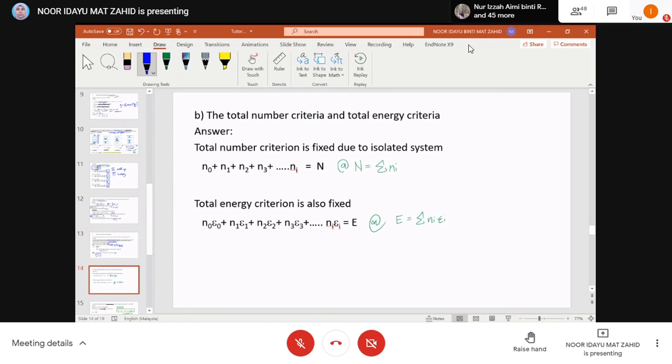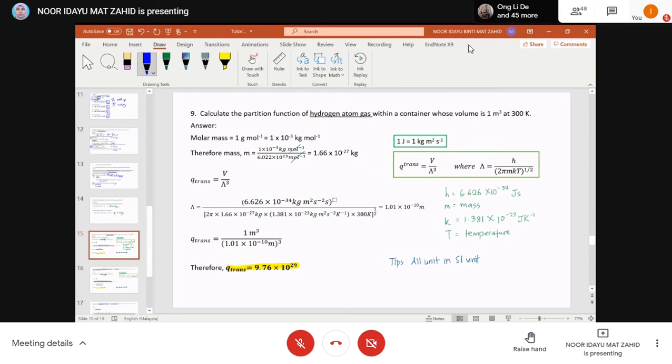So for part B, the total number criteria and total energy criteria, we have covered this in questions number 4 and 6. The total number criteria is fixed due to an isolated system. It is equal to the summation of Ni. The total energy criteria is also fixed, and it can be calculated by the summation of Ni multiplied by epsilon i.